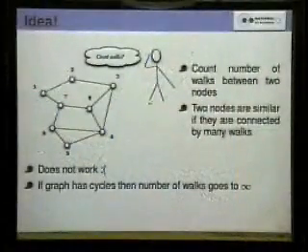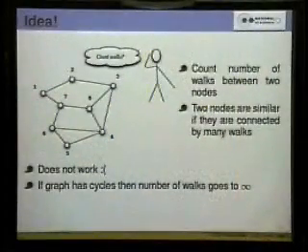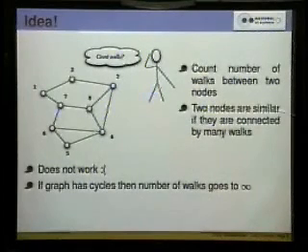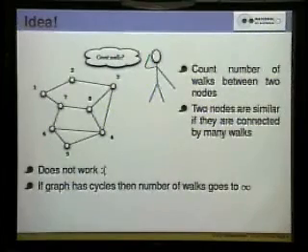you could do is count how many walks exist. Say, if I want to again compare 1 and 3, I could compare how many walks exist between 1 and 3. I could just count the number of walks, and say if there are a lot of walks which connect these two vertices, then somehow the two vertices are very close to each other, and if not, then they are dissimilar. But this simple idea has a problem.